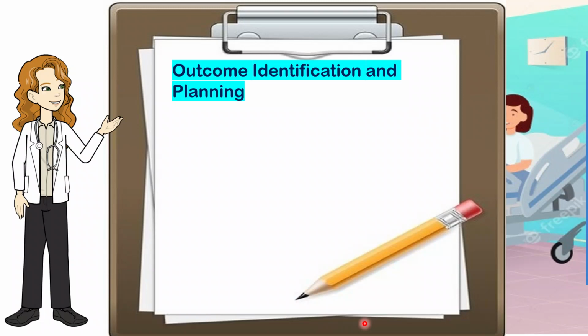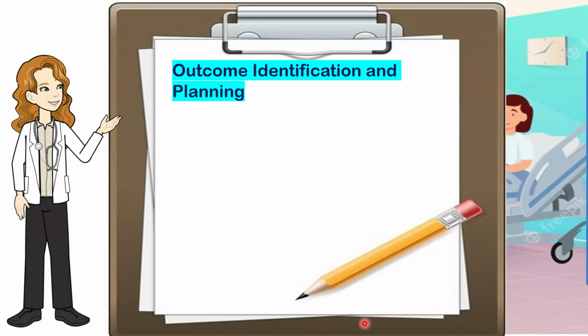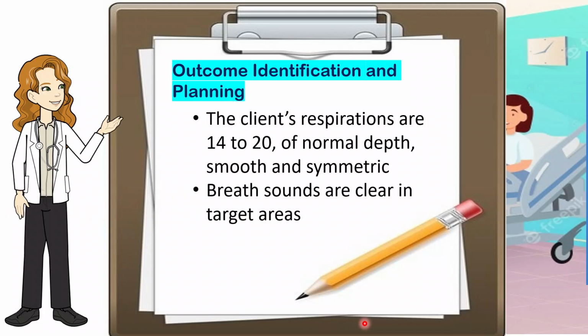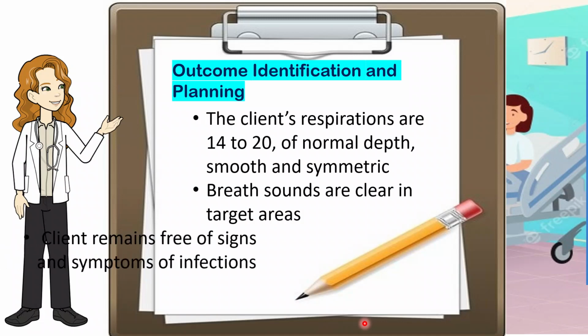So as part of your outcome identification and planning, we have here an example. The client's respirations are within 14 to 20, which is normal, of normal depth, smooth, and symmetric. So this will be your plan, because during your assessment, you saw that the patient's RR is, let's say, 28. Okay. The breath sounds are clear in the target areas is another outcome identification or your target.